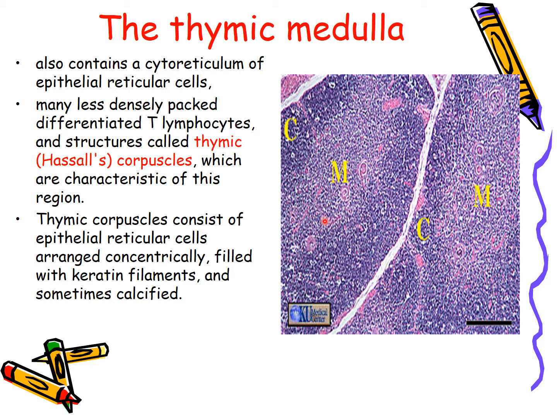So thymic corpuscles consist of epithelial reticular cells which are arranged concentrically, and they are filled with keratin filaments, and sometimes they are also calcified.